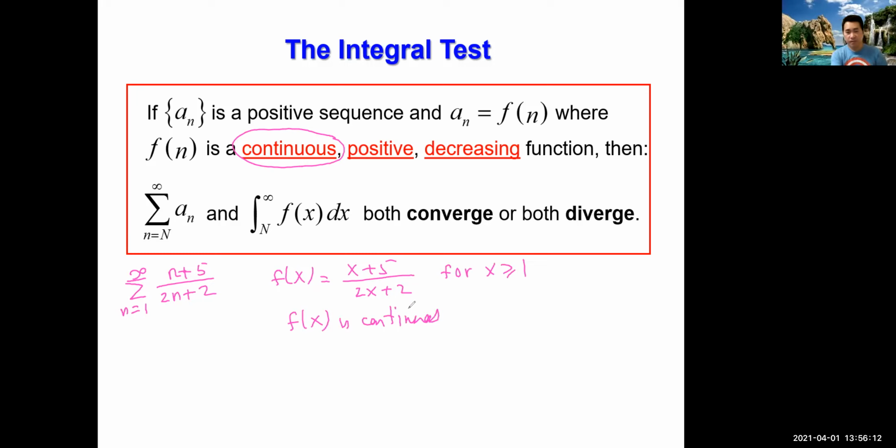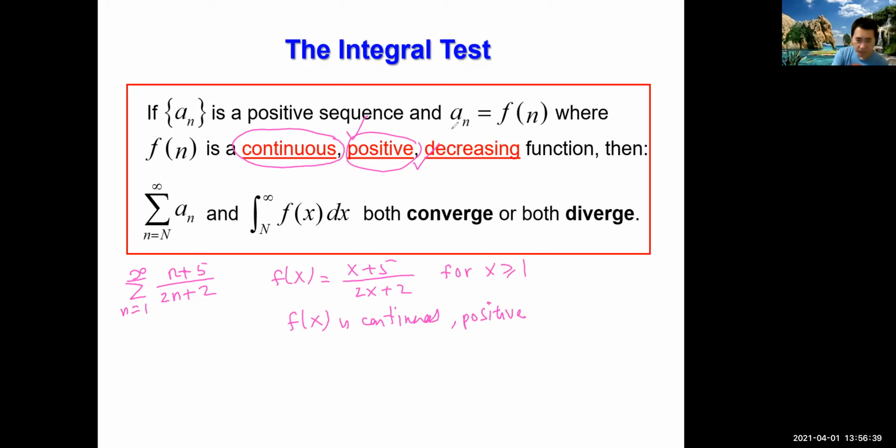Okay, continuous. So that one checks. Now, is it positive? Well, yes, because when x is bigger than 1, and these are positive terms, so they are positive. These two are easy to check. The third condition is harder: is it decreasing?